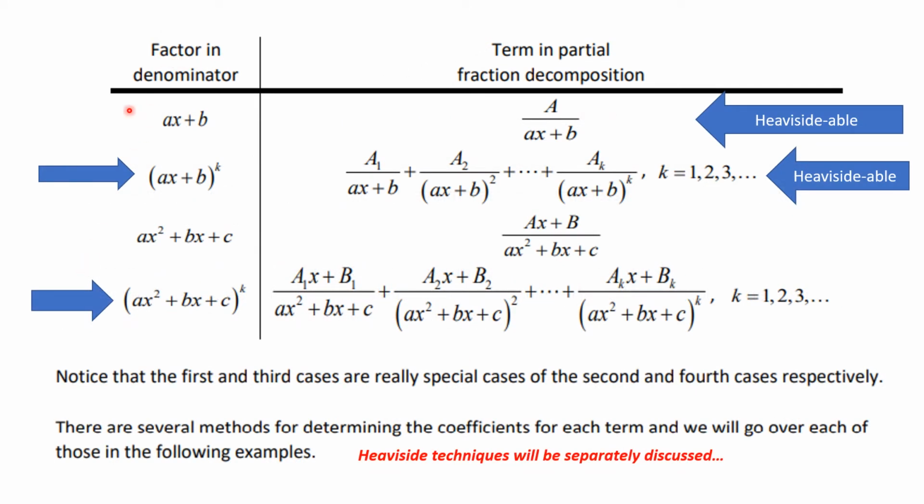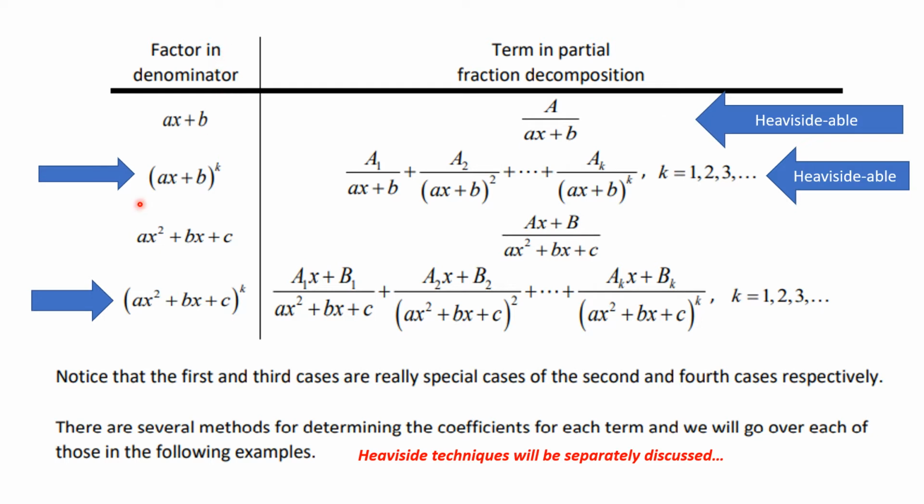Students have told me this is a very simple table, and I think it is very useful. For each factor in the denominator of the form ax plus b, you get a term in the partial fraction decomposition that is capital A over ax plus b. Now the capital A, the lowercase a, and b are all constants. Later on I'm going to talk about the Heaviside cover-up technique, and this one is Heavisidable. Many of my engineering students love problems that can be done with the Heaviside cover-up technique.